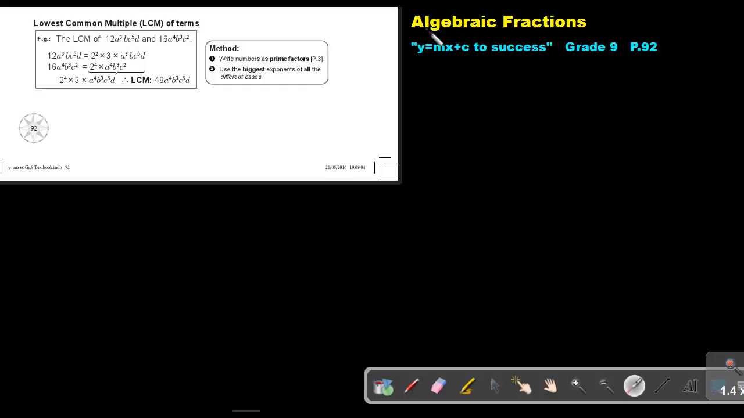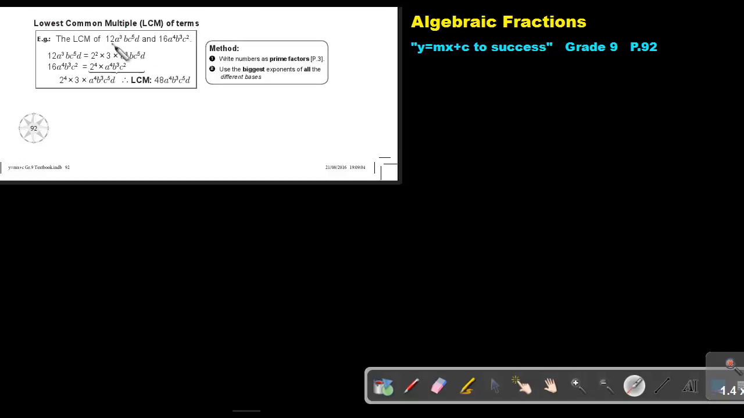Part 15. We are going to continue with algebraic fractions. You will find this on page 92 in the Namibian Mathematics Grade 9 textbook. Before we do addition and subtraction of algebraic fractions, we're first going to revise how to find the lowest common multiple of terms.